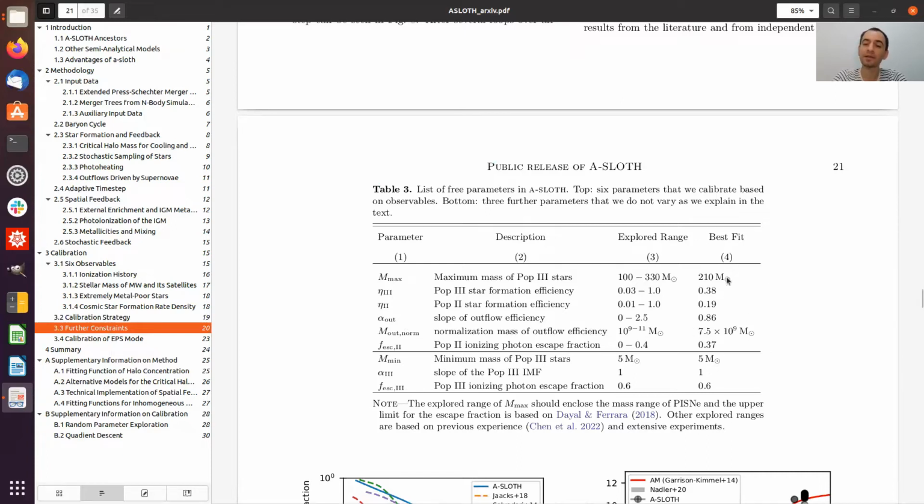And while these parameters are very good at reproducing the observables, we do not necessarily claim that these are the only best parameters, because, for example, the maximum mass of POP3 stars, we would suggest 210 for a good fit, but that does not mean that we claim that the maximum mass of POP3 stars needs to be 210. So in a future study, we want to explore the uncertainty ranges of these parameters, which A-SLOTH would also allow.